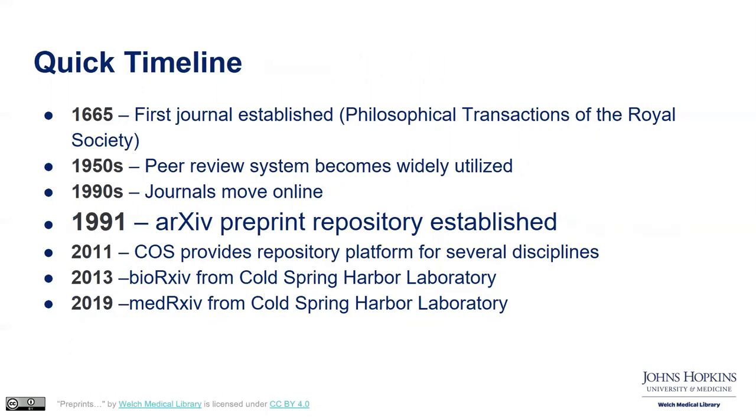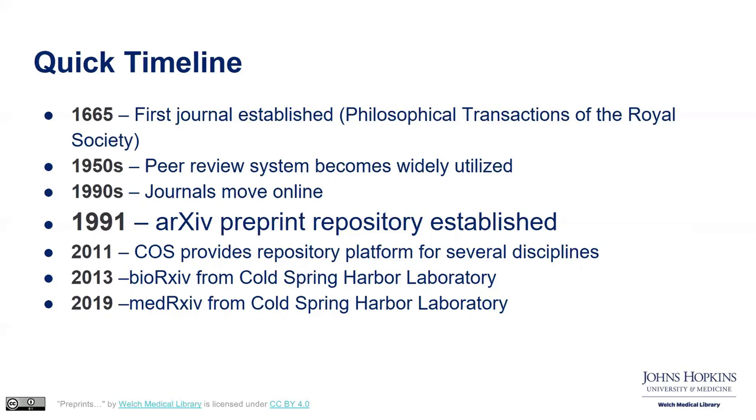I'm going to go through a quick timeline of publishing, because we're at this really strange moment where there are so many preprints about COVID being published that it's really interesting to see how much the publishing landscape has not changed until now. In 1665, the first journal was established, the Philosophical Transactions of the Royal Society. By the 1950s, the peer review system becomes widely utilized. And it's not until the 1990s that journals move online to the web. In 1991, arXiv was established, the first preprint repository.